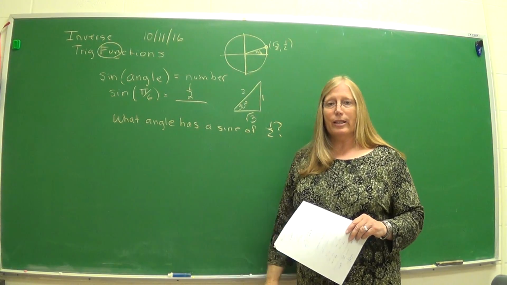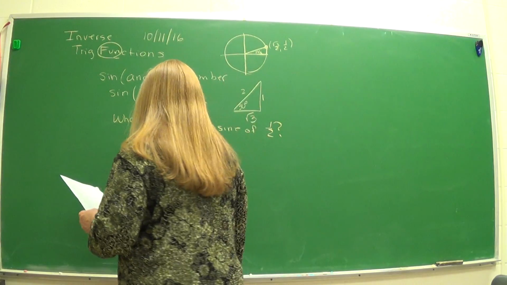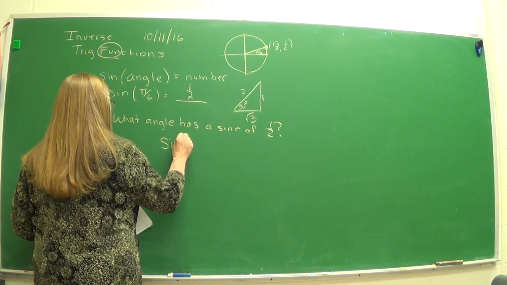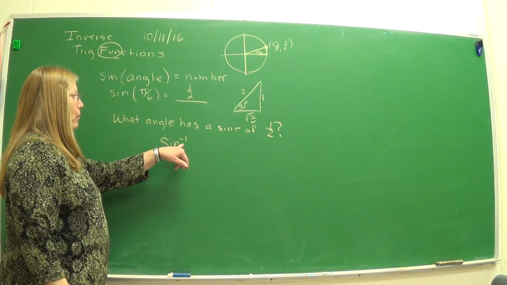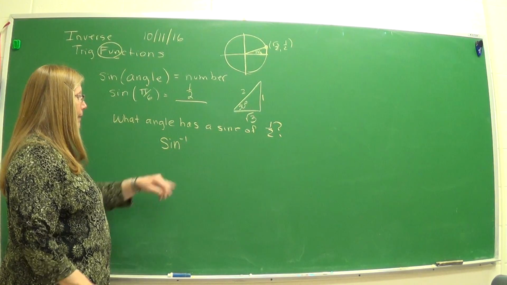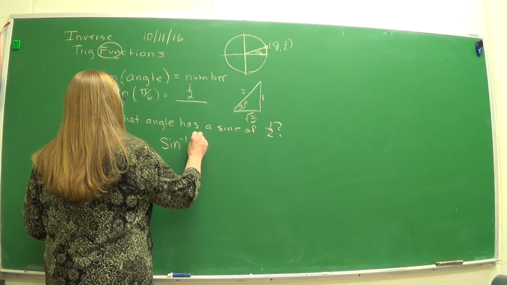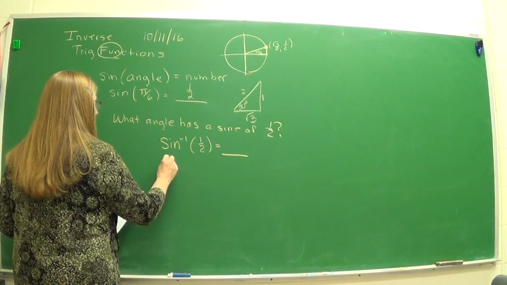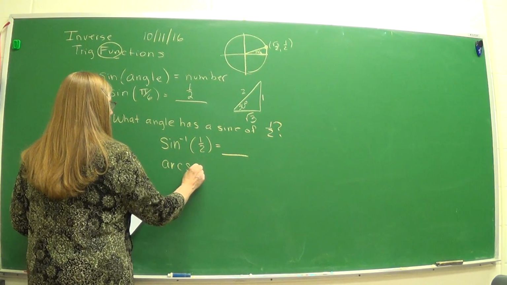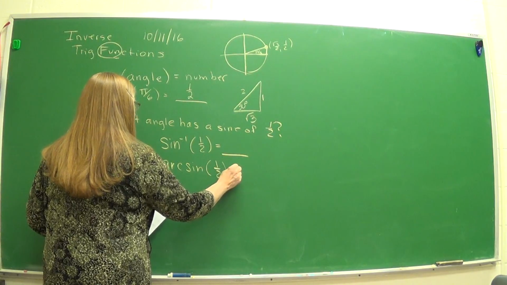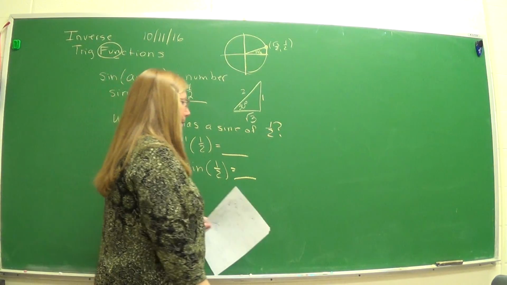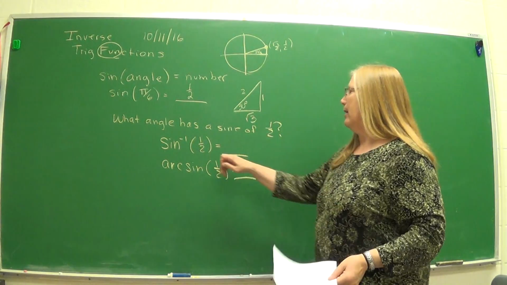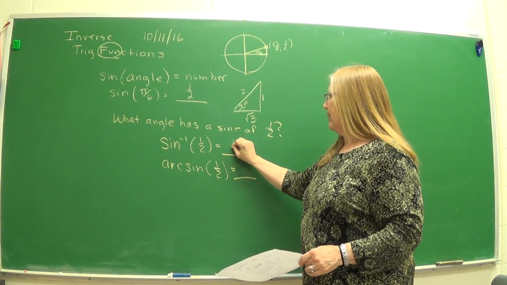Well, we can see because we just discussed it in the other direction. The way we communicate that is we say sine inverse, and there's a little -1 written to the upper right of the word sine. Sine inverse of 1/2 equals blank. Another way we could say it is arc sine of 1/2 equals blank. That's the exact same thing. So what number goes into the blank? What angle has a sine of 1/2? Well, we saw that it was pi over 6.